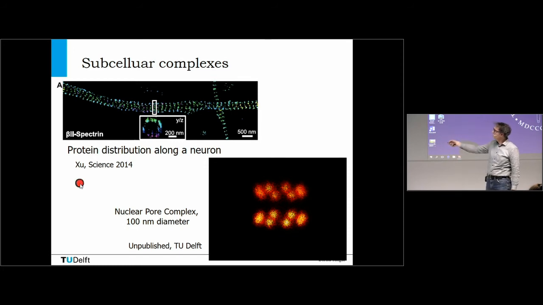That was published a few years ago. Also wanted to show you something from our lab. This was done together with Sjoerd here. This is the nuclear pore complex, what you see here, imaged in 3D. This nuclear pore complex is a hole in the nucleus of each of your cells.